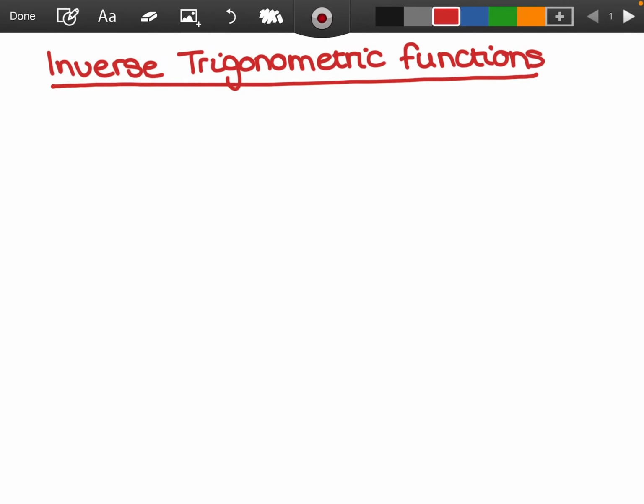In today's video, we're going to be looking at inverse trigonometric functions. So we're going to be looking at the inverse of sine, cosine, and tan. I want to look first at the graphs of each of these so that we can get a feeling for what the domain and range of these inverse functions is going to be, because that is very important whenever we look at these inverse functions.